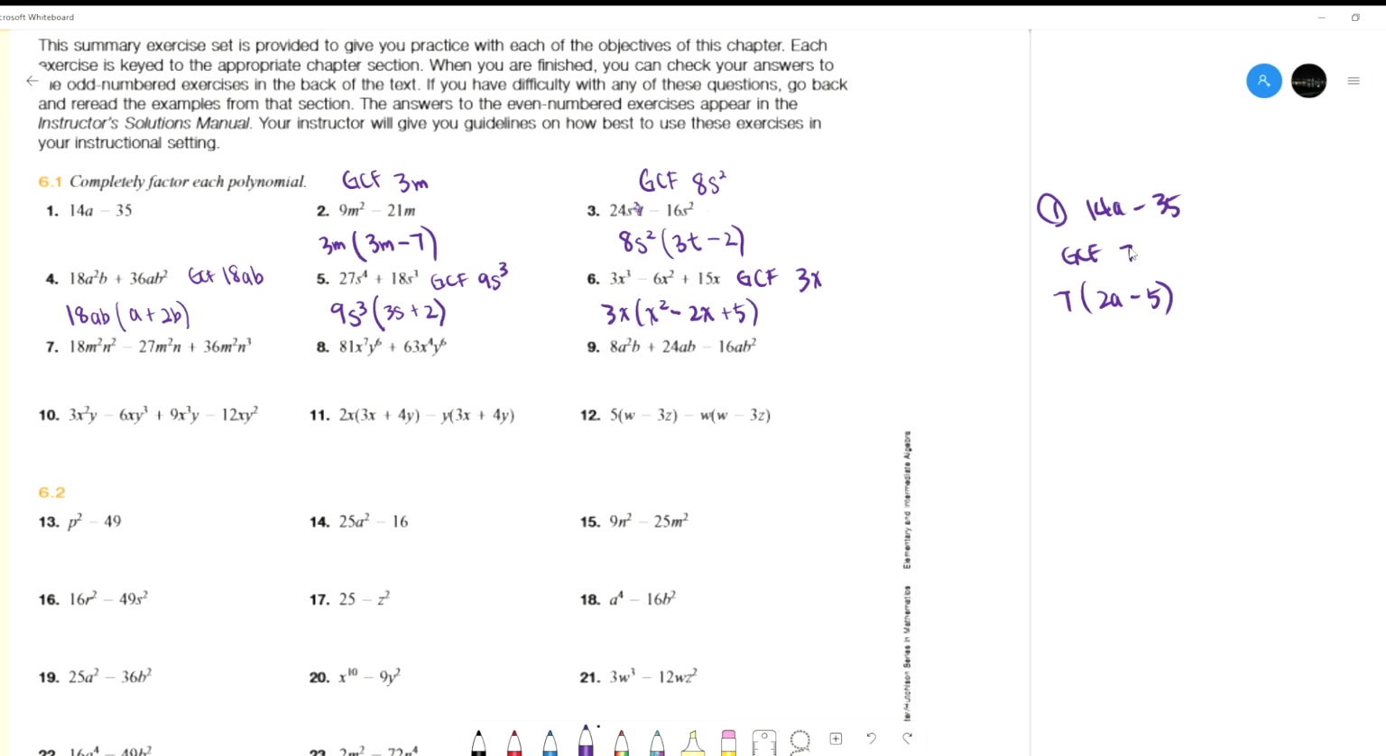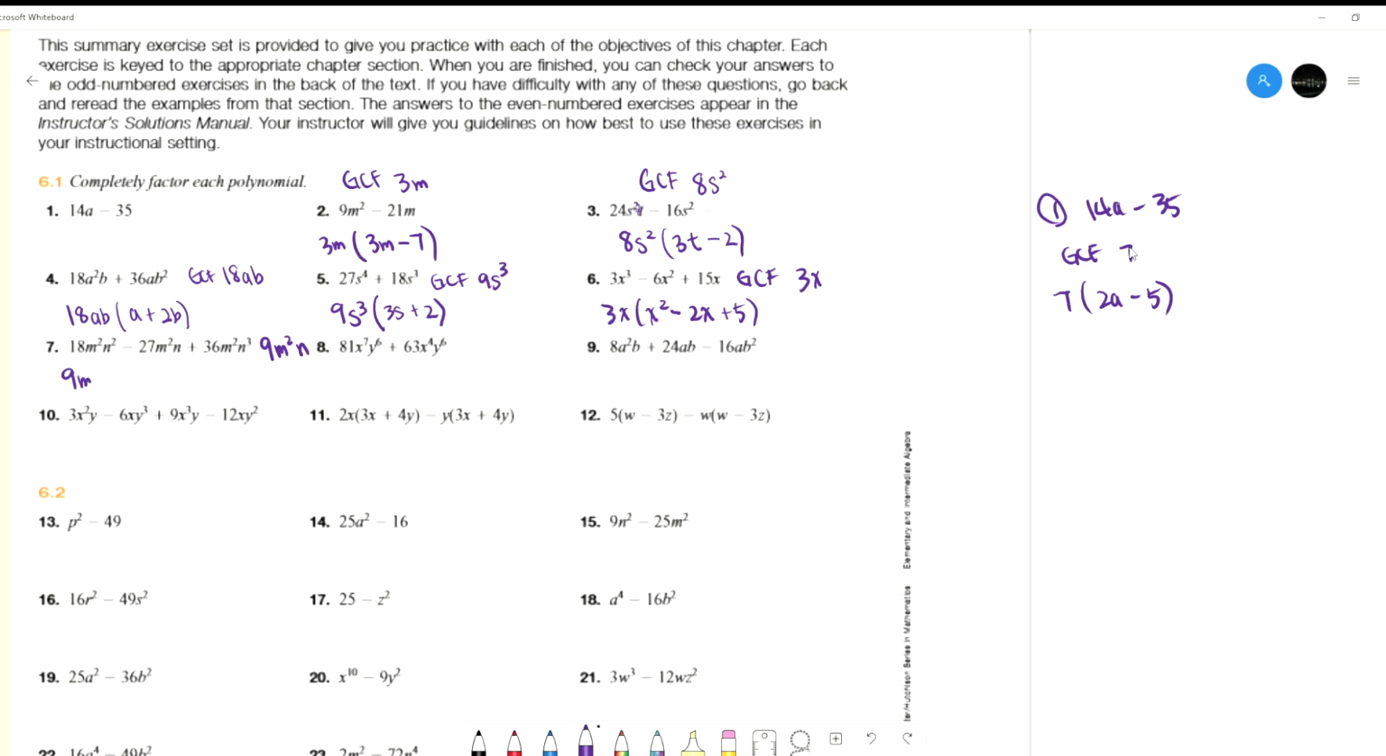We have 3 terms in number 7. And if you look at all the numerical coefficients, 18, negative 27, and 36, I see that there's possibly 3, right? 9, because 18 doesn't go into 27, so 9. GCF would be a 9, and then I see m squared, and for n, I see just n to the first, so just n. So that's your GCF.